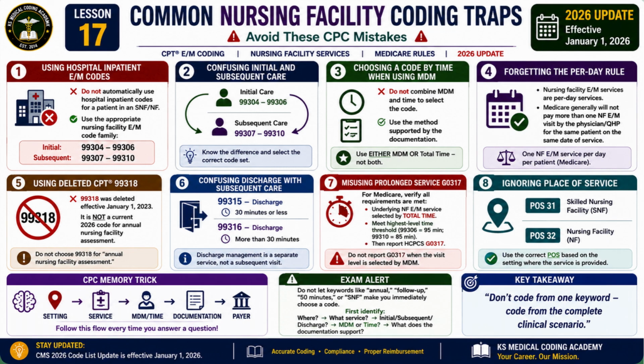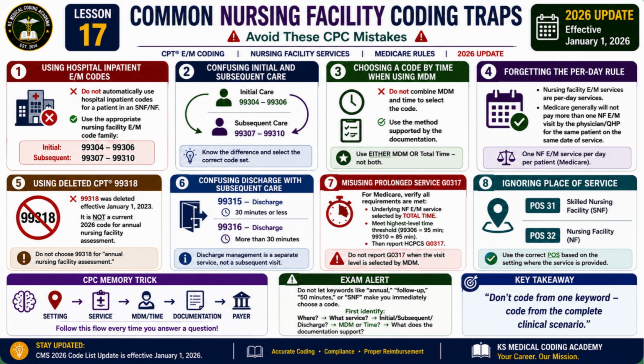Third, remember that for the applicable nursing facility EM codes, MDM and total time are alternative methods of selecting the level. Don't combine them to create a higher level. Fourth, remember the per day concept for nursing facility EM services. Fifth, watch for the biggest outdated code trap, 99318. It was deleted effective January 1, 2023. Annual nursing facility assessments are reported using the appropriate subsequent nursing facility care codes or applicable Medicare G codes.